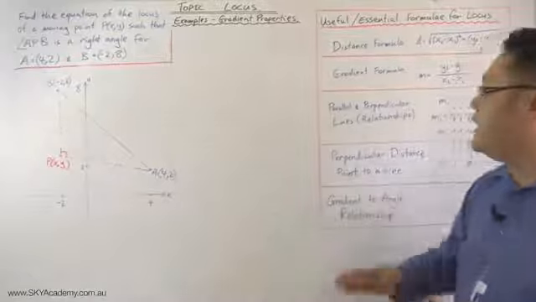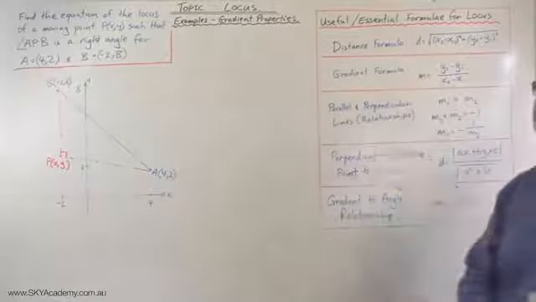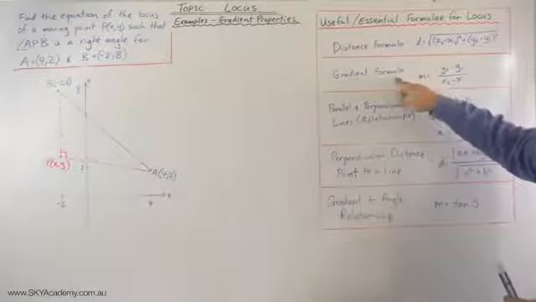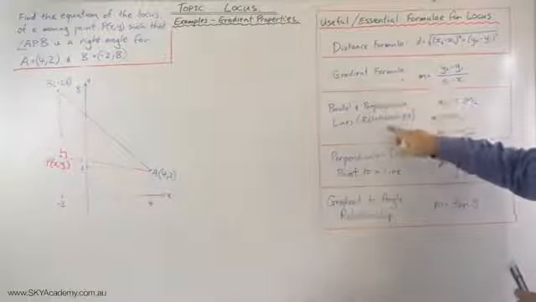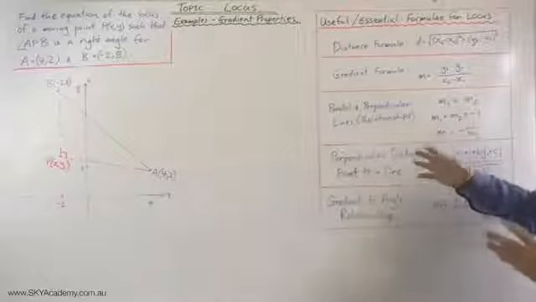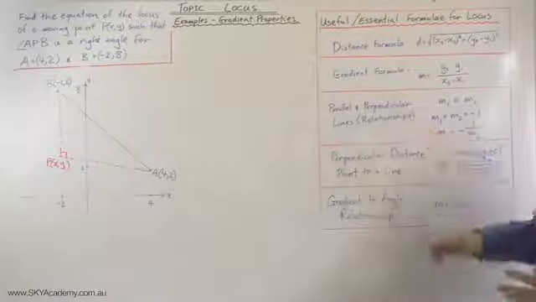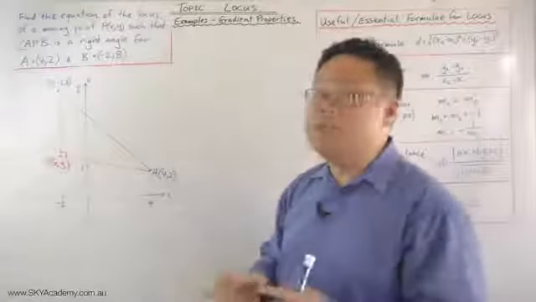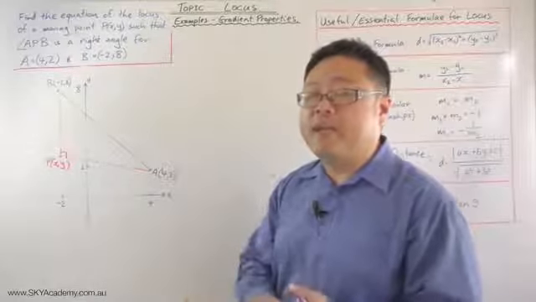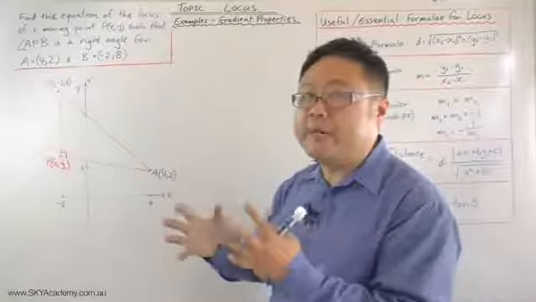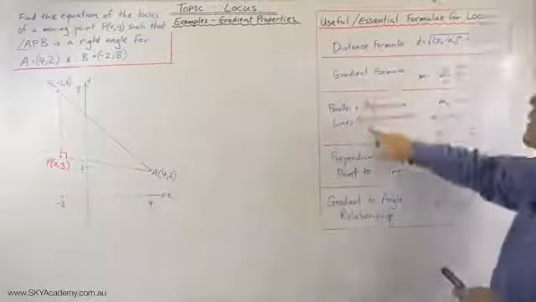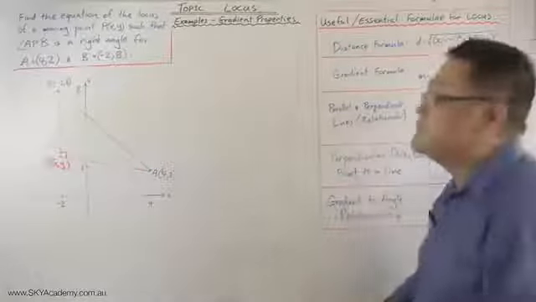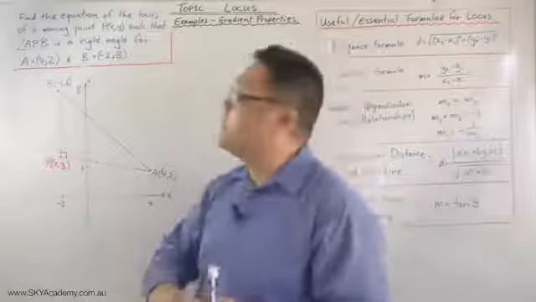However, we also need to be able to use some of these other formulas. This is going to be a situation where we use the gradient formula and the parallel and perpendicular line properties or relationships. So let's have a look at the question we're going to be looking at and see if you can pick up why we use the gradient formula and the parallel and perpendicular lines properties. All right, so let's have a look at this particular question.